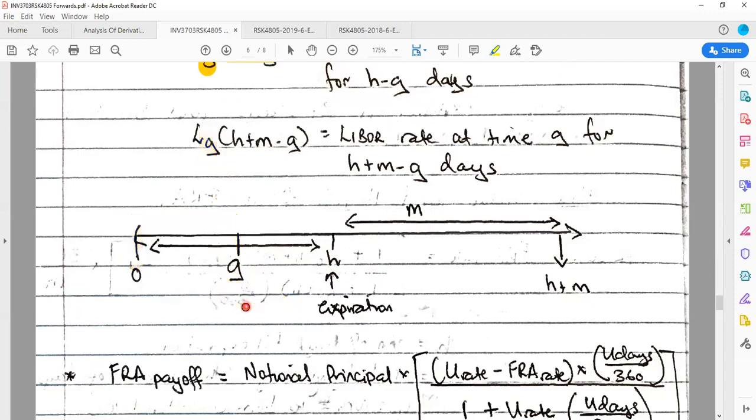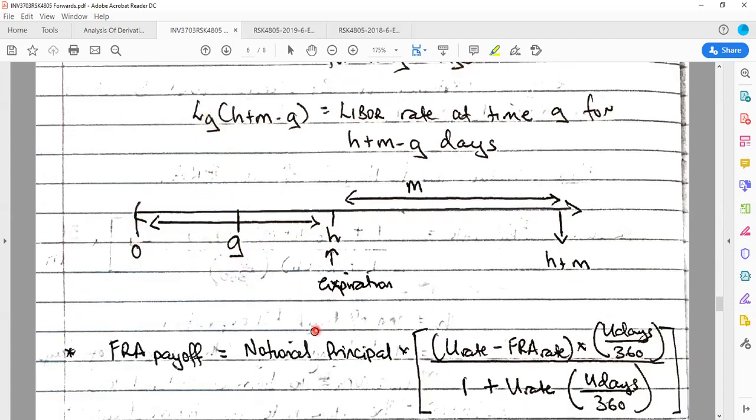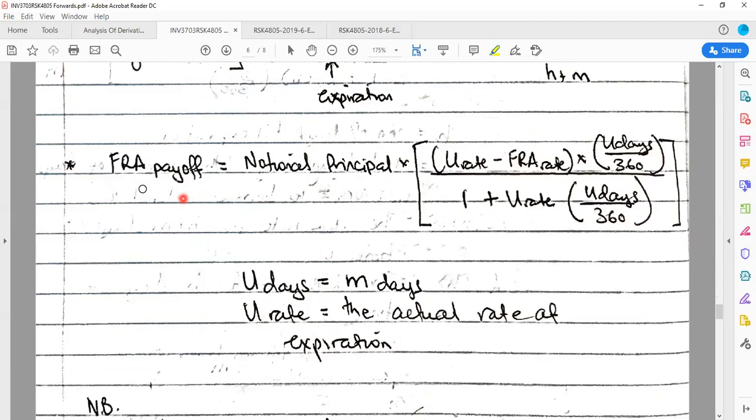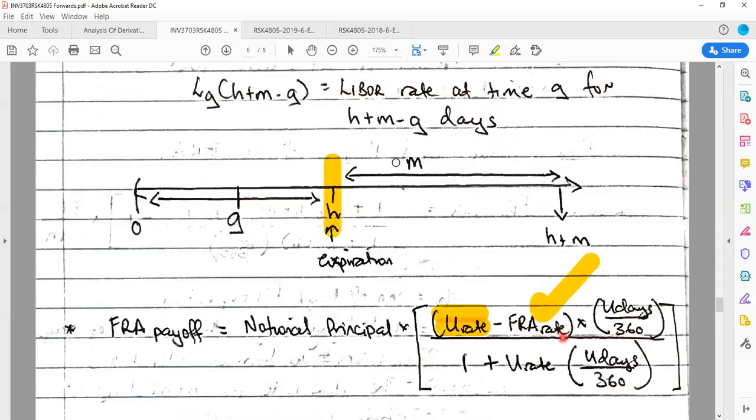And then lastly, the payoff of a forward rate agreement is given by the following formula. We take our notional principal multiplied by the underlying rate minus the FRA rate that we will have calculated before. The underlying rate will be the actual LIBOR rate at expiration, meaning that when we are now actually at H, we have been guaranteed this rate to borrow or lend for M days.